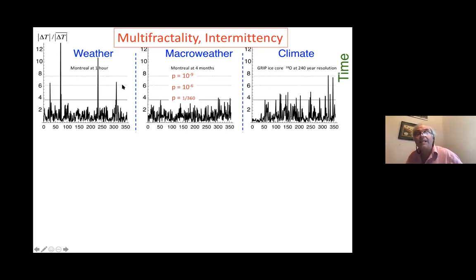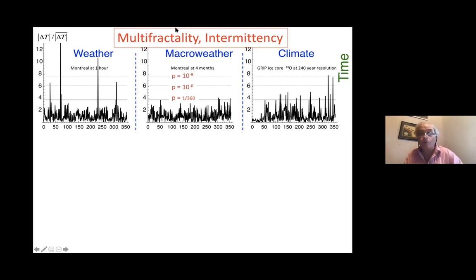This is a 10 to the minus 6 probability if it was Gaussian, this is 10 to the minus 9. In this 360-series-long data set, I have one here which is something like 10 to the minus 15 probability. So it's totally non-Gaussian. Similarly, in this climate series, I have 240-year resolution. It's not as extreme, but I do have this 10 to the minus 9 level fluctuation here.